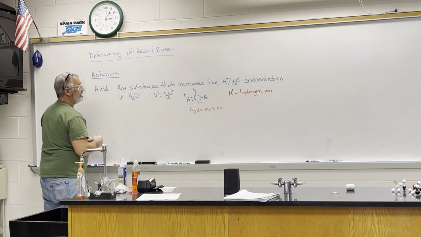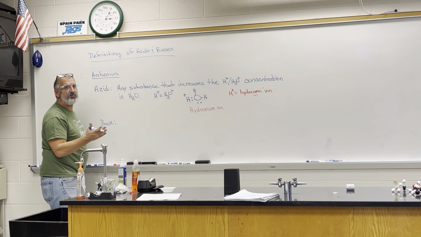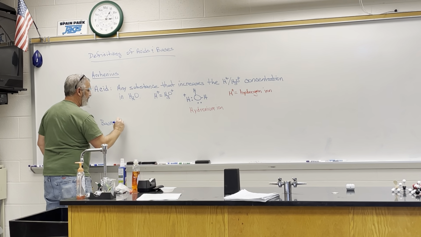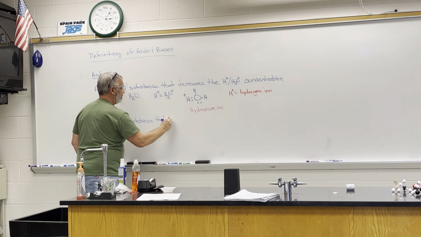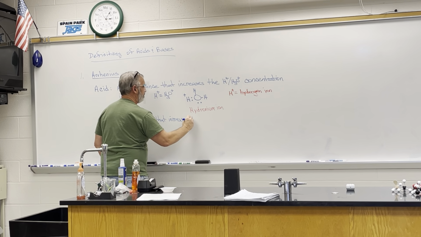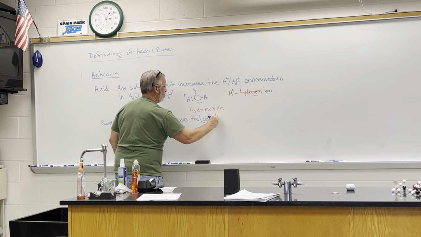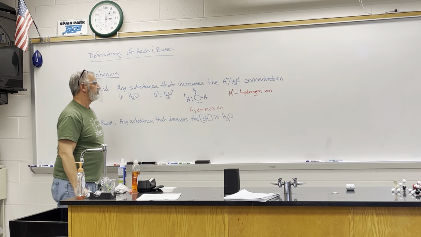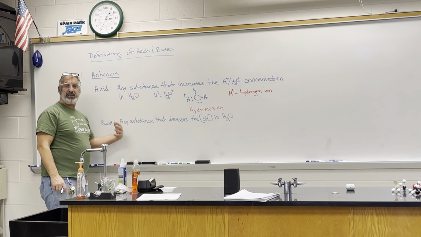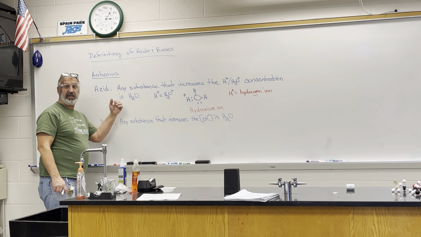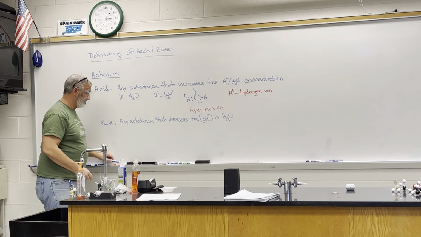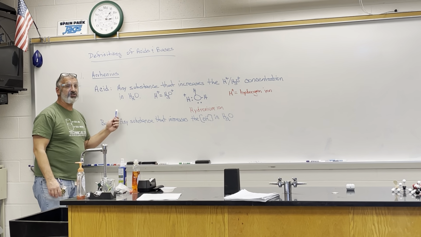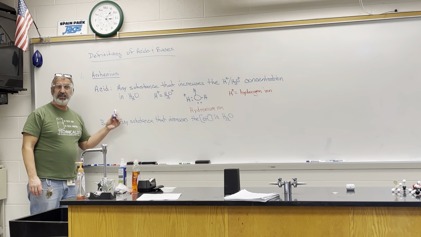So what's the base going to be? Any substance that increases the OH minus. That's exactly right. Say that again loud enough. Any substance that increases the OH minus. Acids are H plus, bases are OH minus. So acids generate H plus, bases generate OH minus. Acids neutralize bases because the H plus from the acid combines with the OH minus from the base, making neutral water. This is the most common, most widely used definition that we'll use for all of our pH problems.